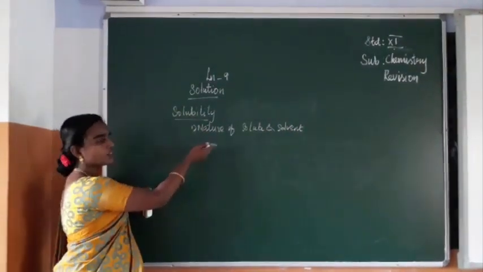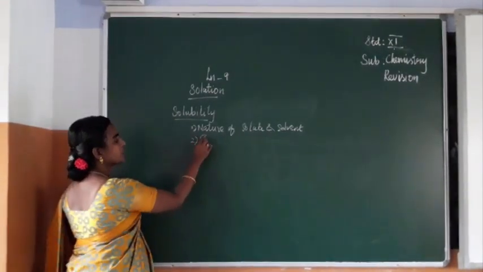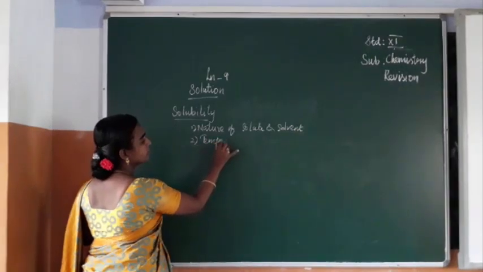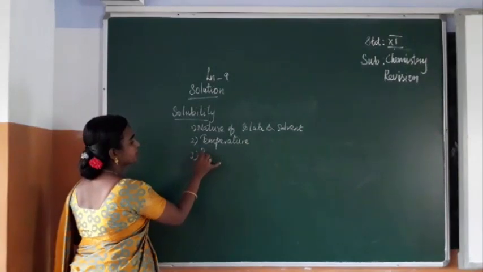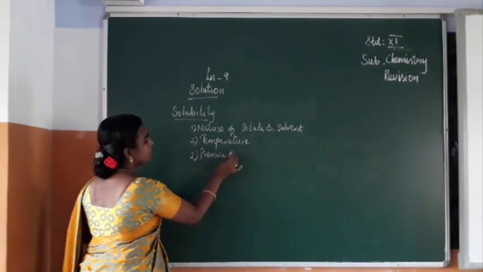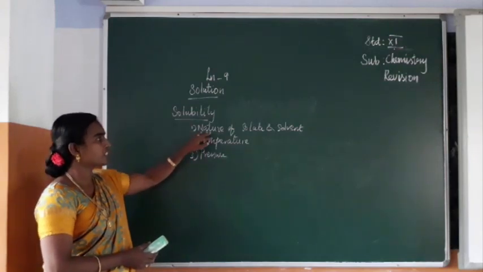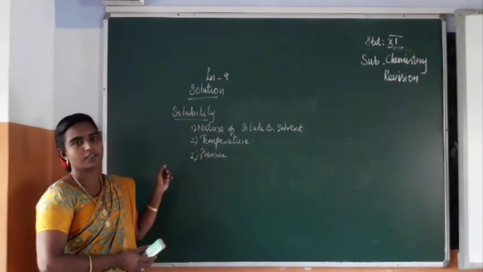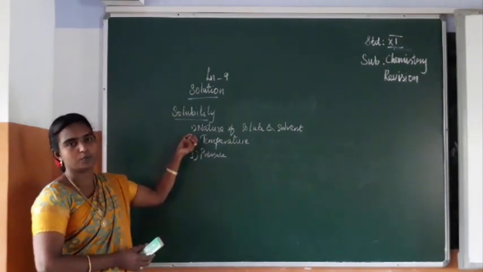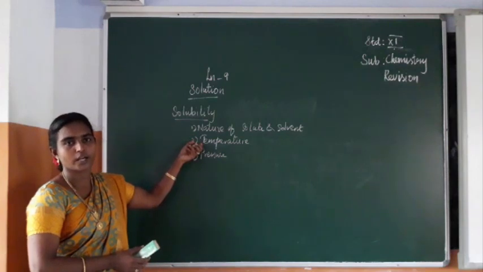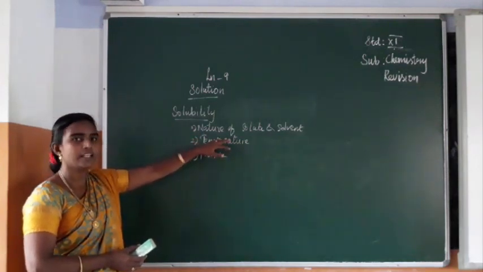One is the nature of solute and solvent, next is temperature, and next is pressure. These are the three factors which affect solubility. The first one, nature of solute and solvent, we can explain like this. Usually ionic compounds, for example sodium chloride, can dissolve only in water.